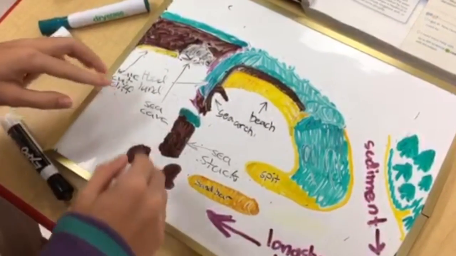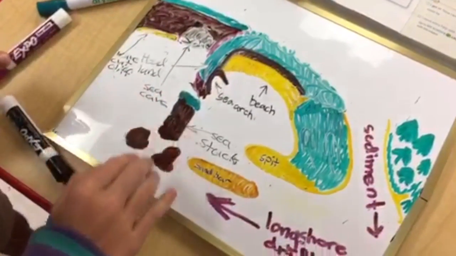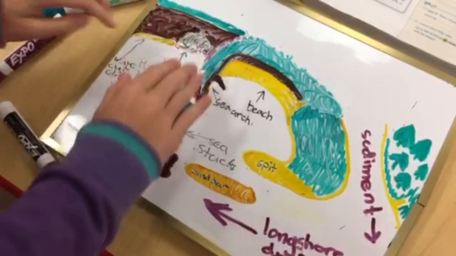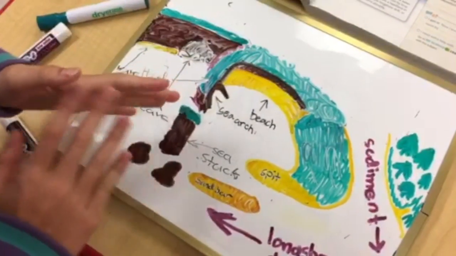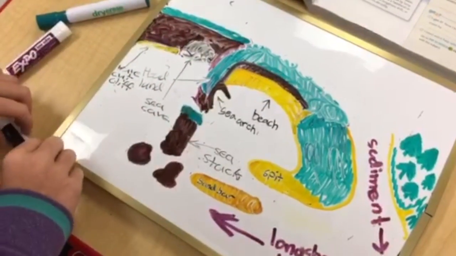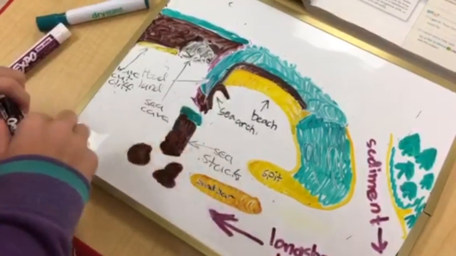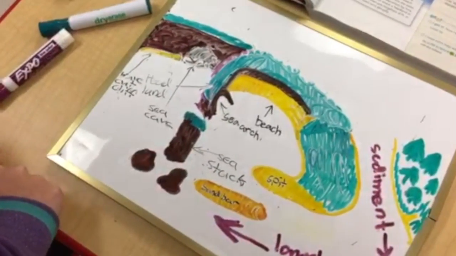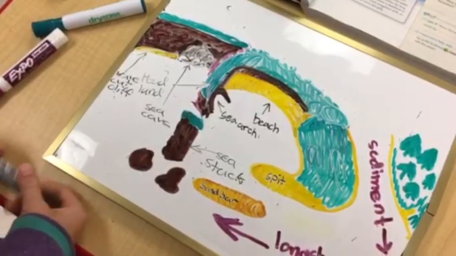The sea cave is where so many waves have hit it that it's collapsed on the bottom and leaves a sea cave. And then the beach is an area of wave-washed sediment along the coast. Okay. Grace?